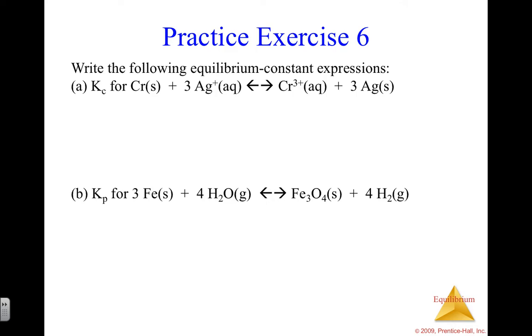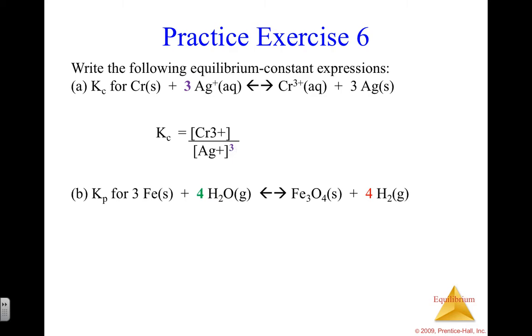Okay, thank you for pausing and working on practice exercise 6. Let's go over it together and make sure you got the right answers. So for A, again, coefficients are important. So Kc equals products, Cr3+, no coefficient, so there's no exponent there, divided by Ag+ cubed. And again, this cube comes from this coefficient of 3. We do not include solids in this expression, so this is our final answer. Chromium 3+, this should be an exponent. I don't know where that exponent went. Exponent divided by Ag+ ion to the third power.